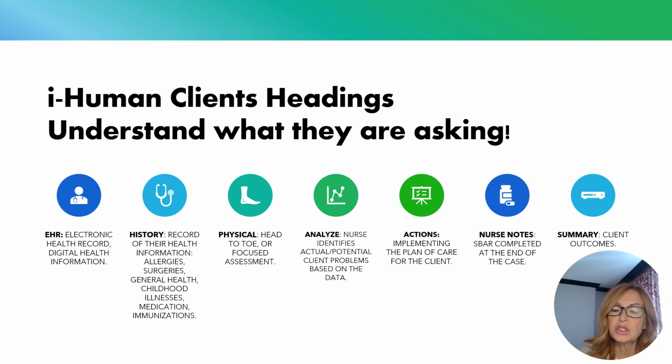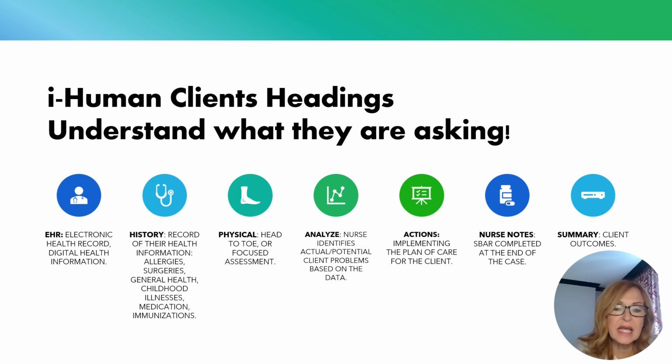There's a history. It's usually under history and physical, but in the iHuman case, it'll be under history and then it'll be under physical. So there'll be two separate categories. You're going to record all the health information about that patient, their allergies, immunizations, surgeries they've had, general health, childhood illnesses, medications, anything that's pertinent to the history of that patient. That's all the data that you collect when that patient first comes into the hospital setting.